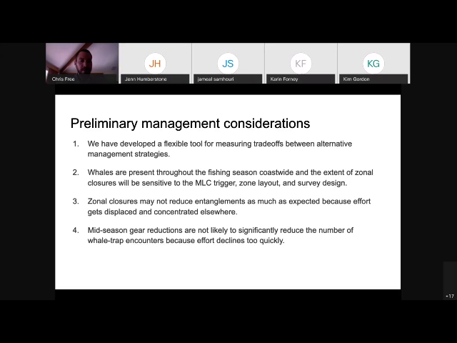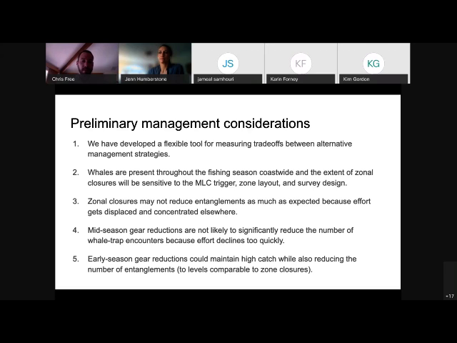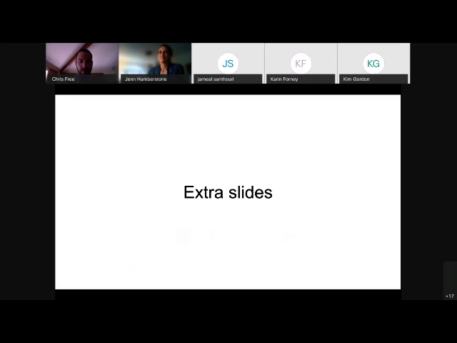In simulations I haven't shown here, we found that mid-season gear reductions aren't as likely to significantly reduce the number of trap whale encounters because effort has already declined so quickly. And finally, early season gear reductions seem to maintain high catch while also reducing the number of entanglements, comparable to those levels achieved by zonal closures. So thanks for your attention.